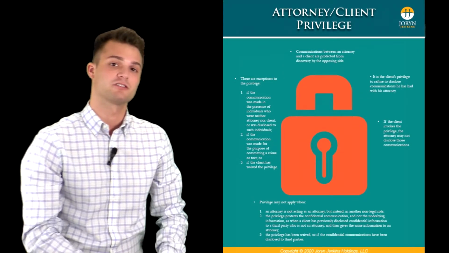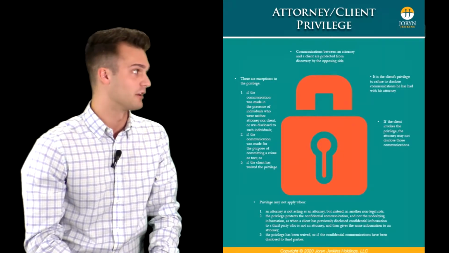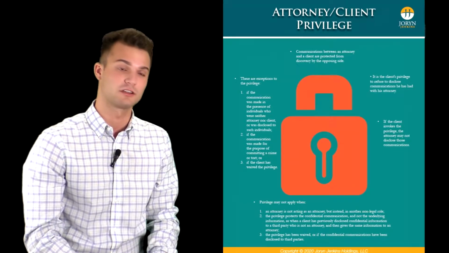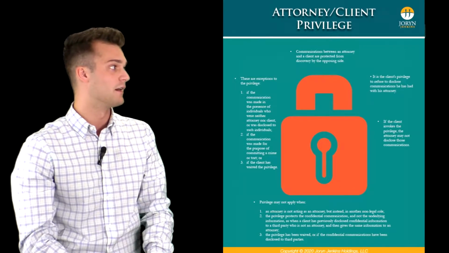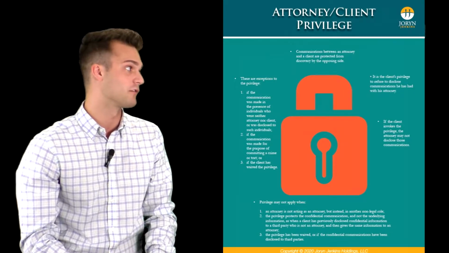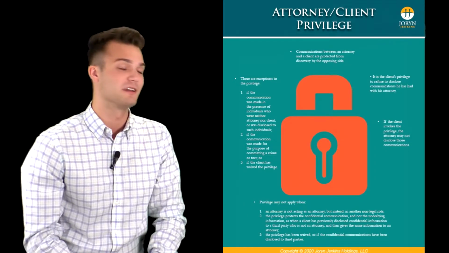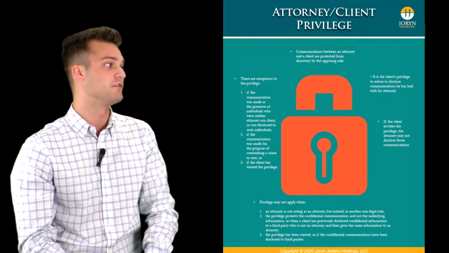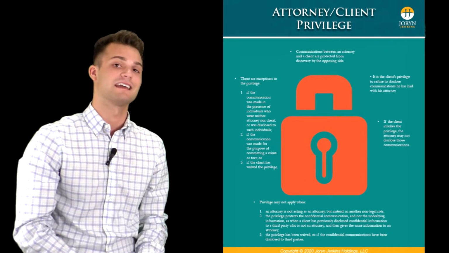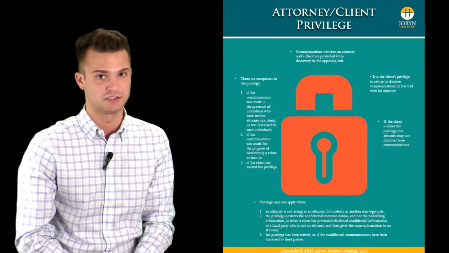So generally, attorney-client privilege is known by most attorneys, but it is also misunderstood. Attorney-client privilege has to do with the communications between an attorney and their client. And those communications are, for the most part, protected from discovery by an opposing side in a case. So it's the client's privilege to refuse to disclose communication that he's had with an attorney. If the client does invoke that privilege, the attorney then cannot disclose that information.